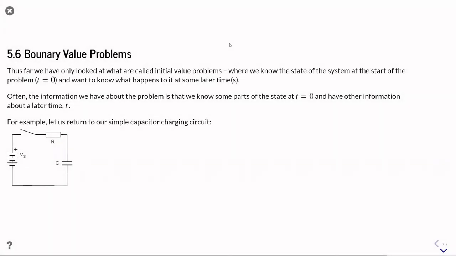So in this final part of this unit, we're going to look at a slightly different class of problems where we don't know the complete state of our system when we started the process at time equals zero, but instead we know what's going on at two different times, and this is called a boundary value problem.